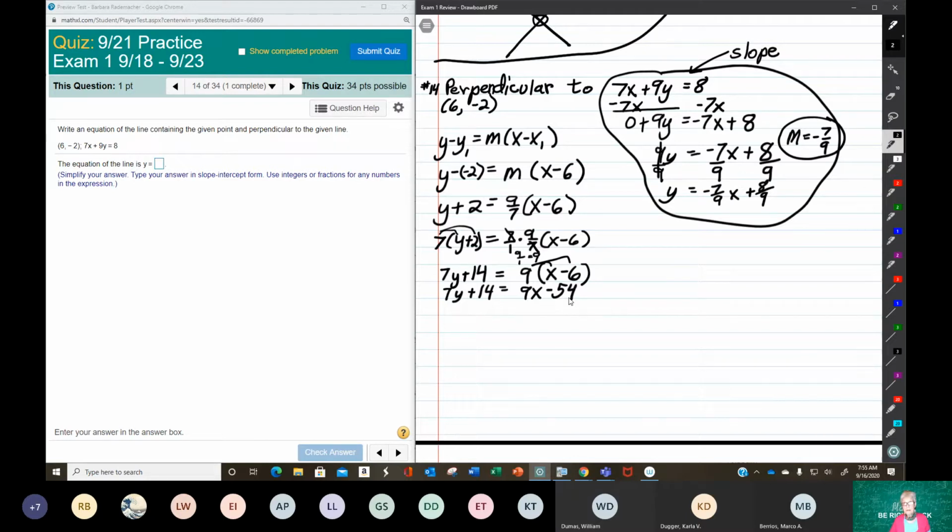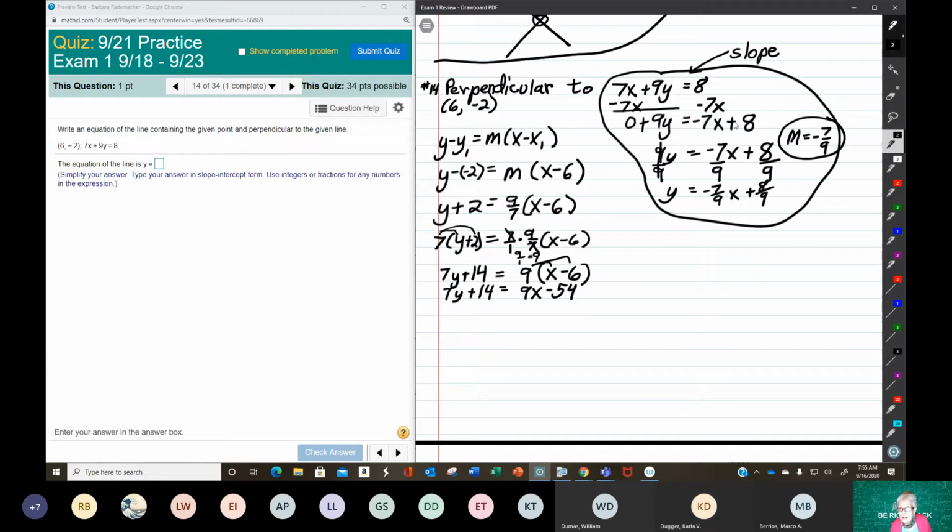I'm not done, but I'm giving you a breather to think about what we've done. This is only done when we're figuring a point for a perpendicular line. When you're finding the equation of a perpendicular line, yes.